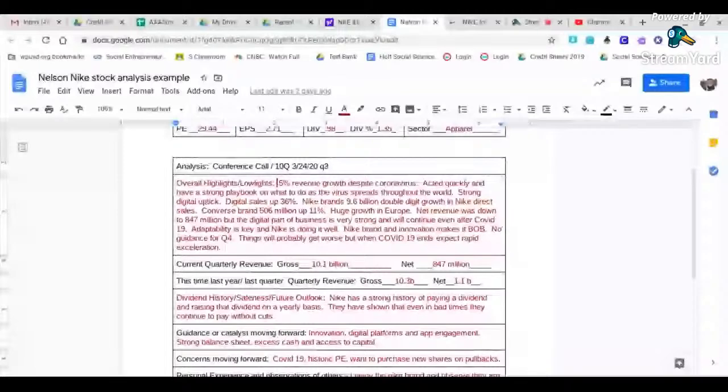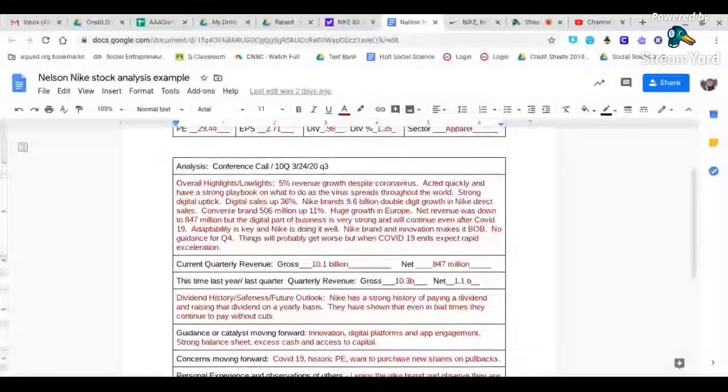They have a huge presence in China. And this happened to them first, so they are using what they did in China throughout the rest of the world. They had a strong digital uptick, which means people are buying goods, apparel through their website. Digital sales were up 36%, even with the coronavirus. The digital brands, 9.6 billion, double-digit growth in Nike direct sales.